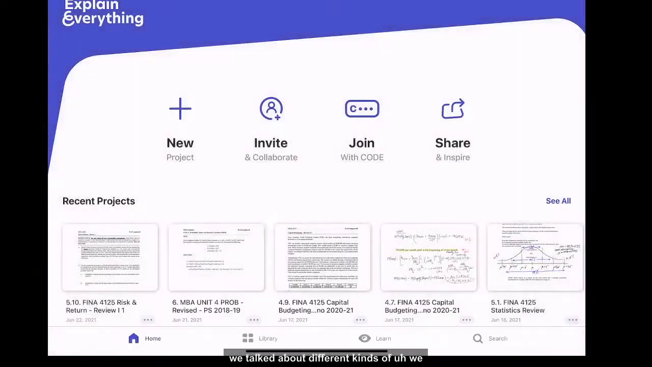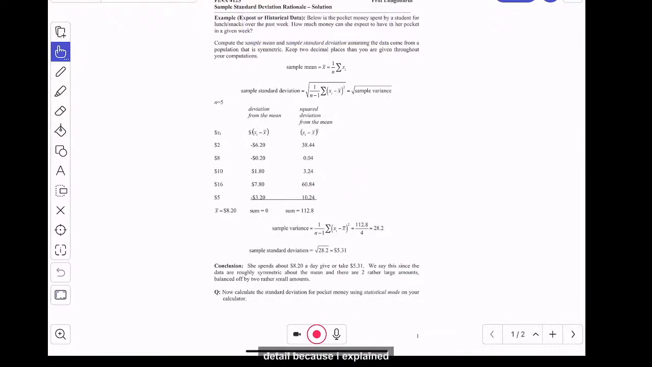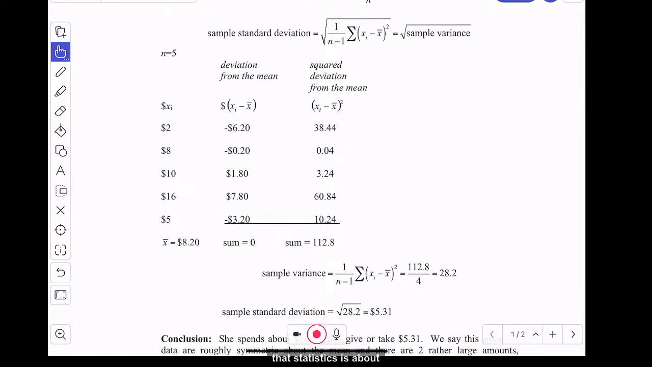We talked about the standard deviation in detail because I explained that statistics is about averages and relative measures, and nothing better than the standard deviation to show both of those themes, right? So you have the standard deviation, which is the square root of the variance. The variance is the average of the squared deviations from the mean, measuring how spread out data is.